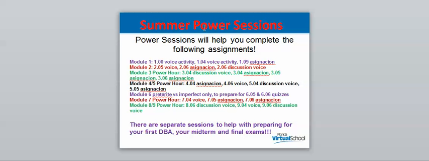Speaking of that, we have some summer power sessions. So those will help you complete the following assignments. You can see that it averages about 3 to 4 assignments per module. And just so you know, some of these are the harder assignments in the module that students tend to get a little bit confused on. So please make sure you check the calendar on the bottom of your teacher's announcement page and put a reminder in your calendar to attend one of these power sessions as you encounter these modules.